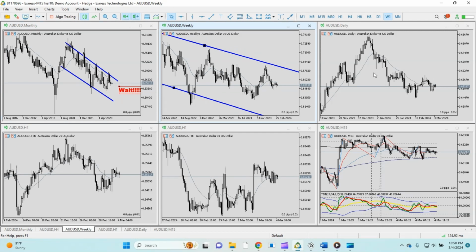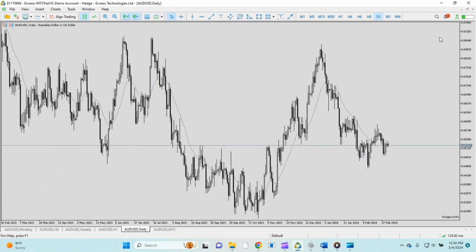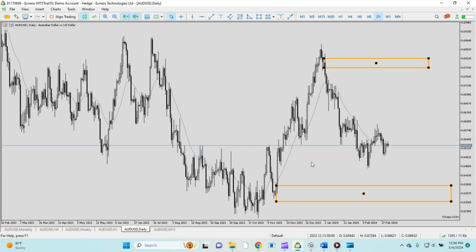Price is everything. So is the daily giving us anything? When you come to daily now, I can see this is a demand level, this is a supply level, then we have a demand level here. So these are possible places price will move to. Then I think we have liquidity. You apply every concept, all of them. This is a kind of liquidity.